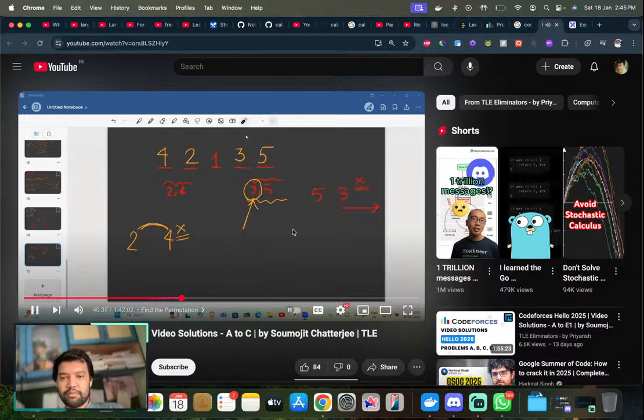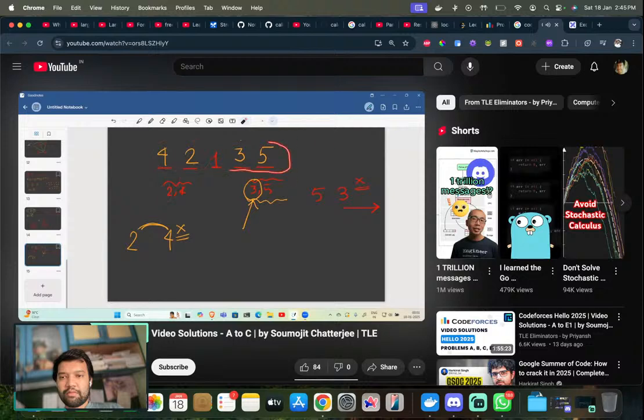What you can do is continuously try finding the minimum element of this range, or you can just iterate over 1 to n. Let me explain. There are multiple ways to solve this. One way is that you take this portion, find the minimum element 2, and then try to find the position of 2. Now you come to this portion, find the minimum element 3, and then try to find the position of 3.